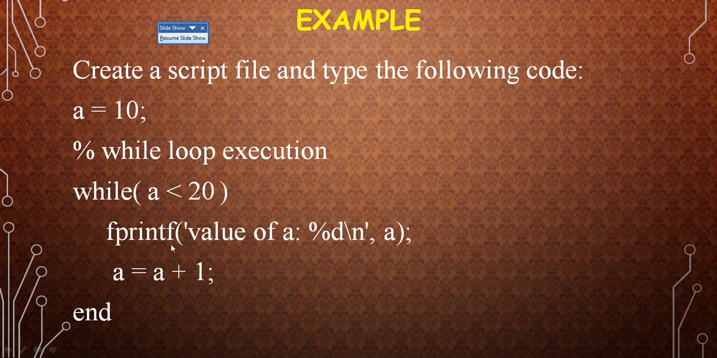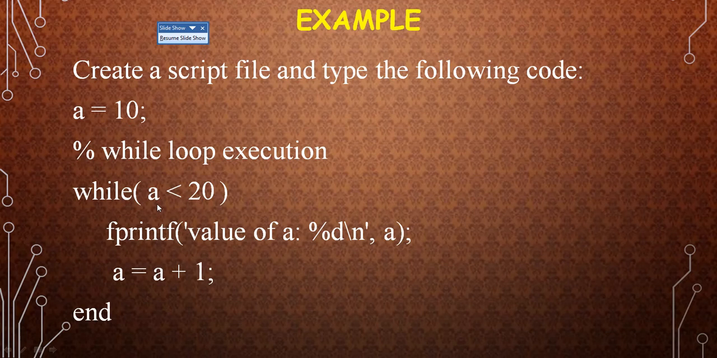Now, what is inside the while loop? Very simple: fprintf('value of a: %d\n', a). The meaning is simple. "value of a:" is the text, then %d. After the comma, the value of a is printed at the %d position, and \n moves the remaining output to the next line. And also we increment a equals a plus 1.